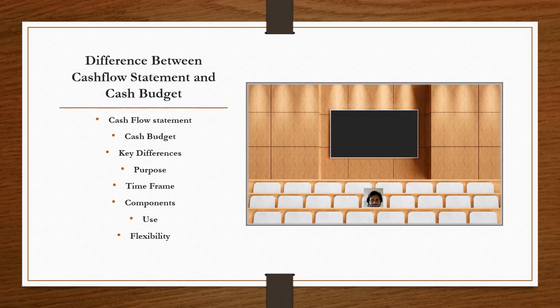Cash budget. A cash budget, on the other hand, is a forward-looking financial plan that forecasts expected cash inflows and outflows for a future period, often monthly or quarterly. Its primary purpose is to help businesses anticipate their cash needs and plan accordingly to ensure they have enough liquidity to meet their obligations. Time frame.